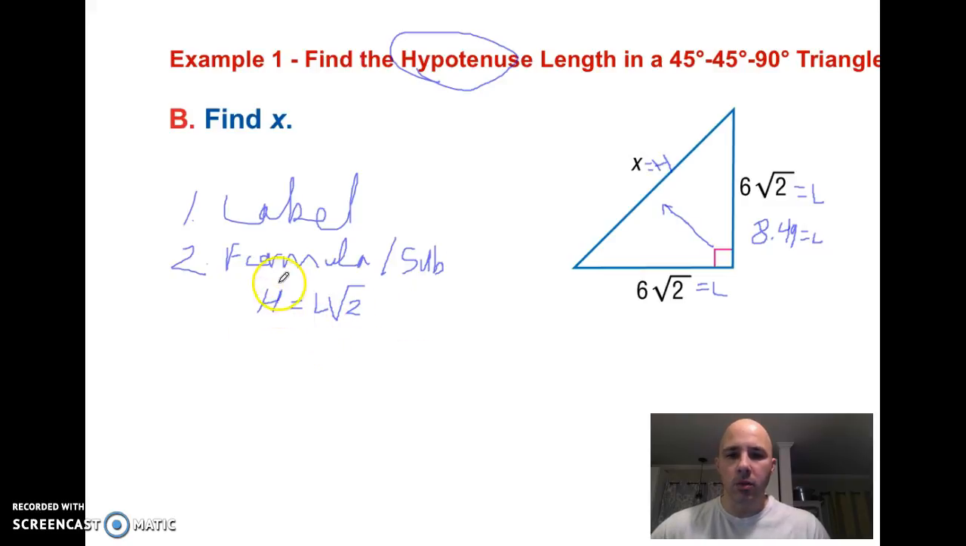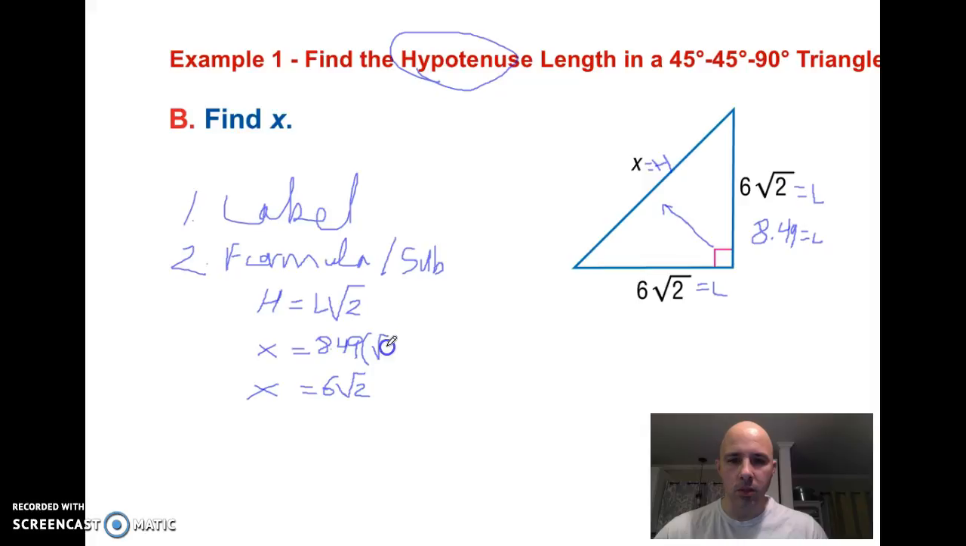So H represents your X, your L represents your 8.49, or you can put in... see, length is 6 square root of 2. And the final step here is bring down that square root of 2.